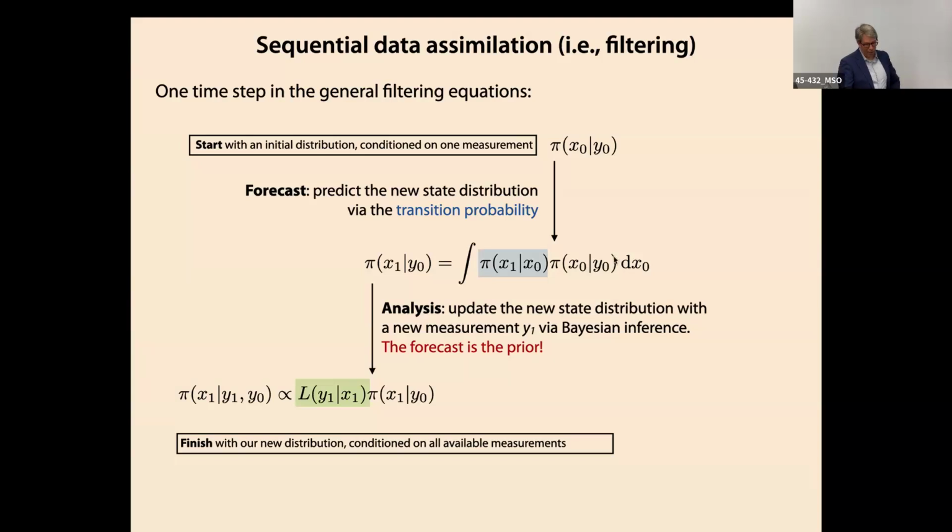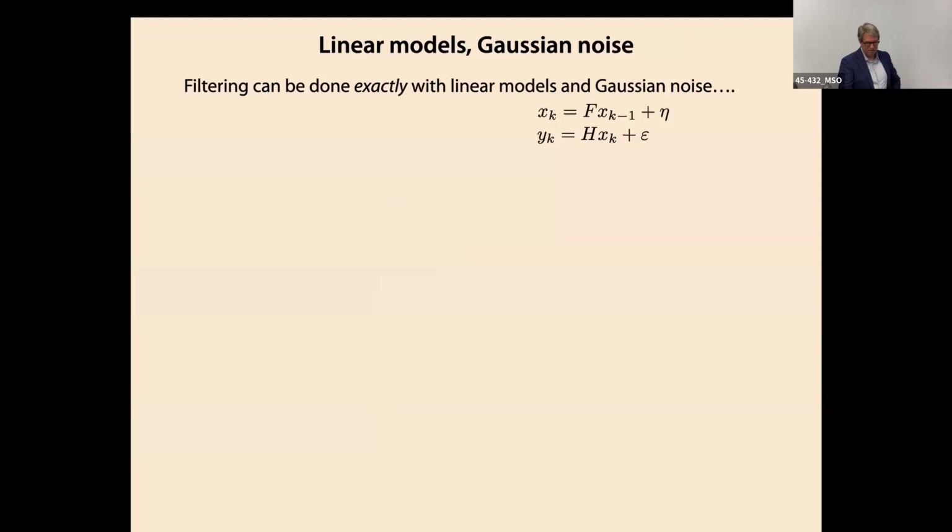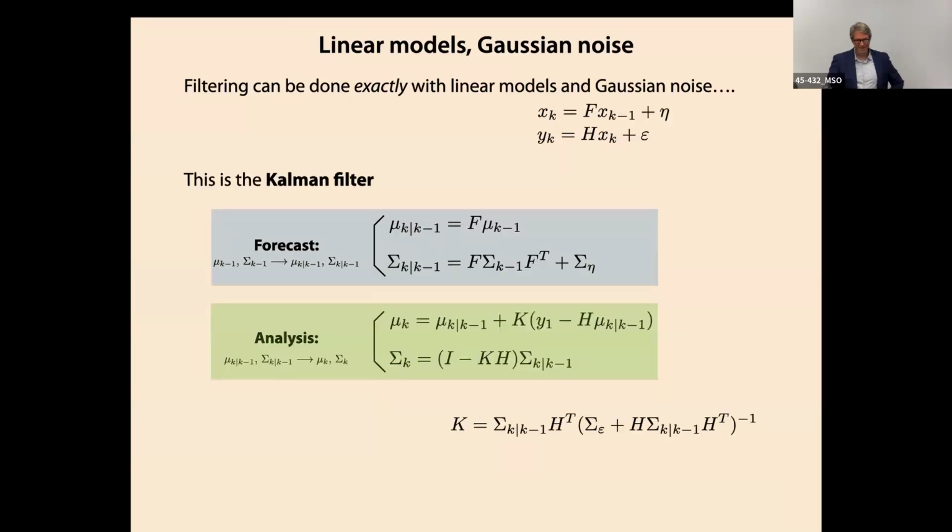Now, if it's linear and Gaussian, what do these equations become? Anyone know what the filtering equations reduce to when it's linear and Gaussian? They become a Kalman filter. Okay, I just wanted to see. So the Kalman filter is the solution of the filtering equations for a linear and Gaussian model.